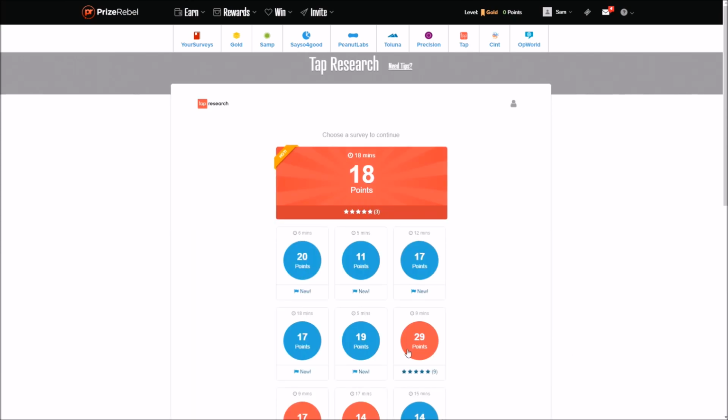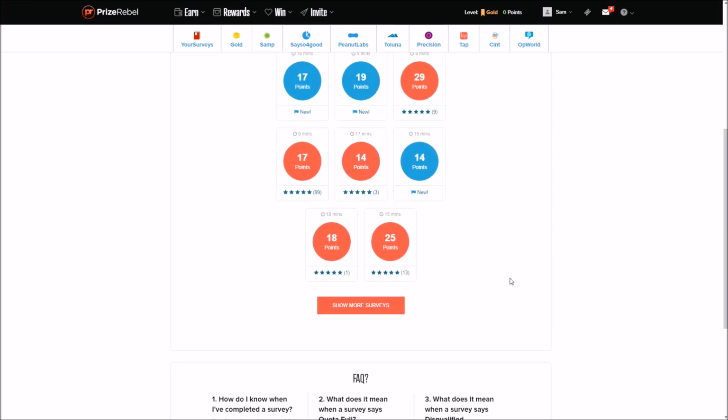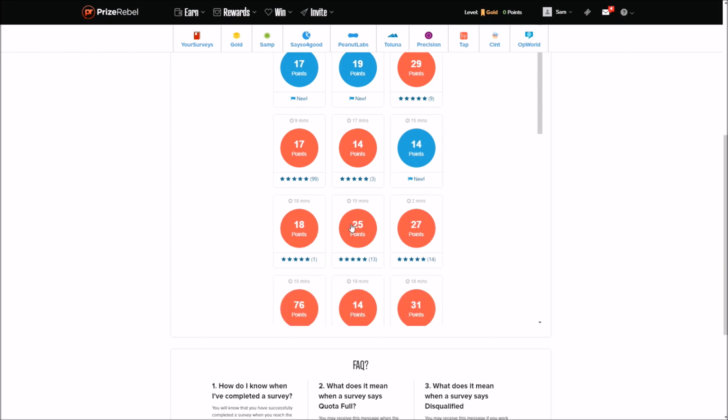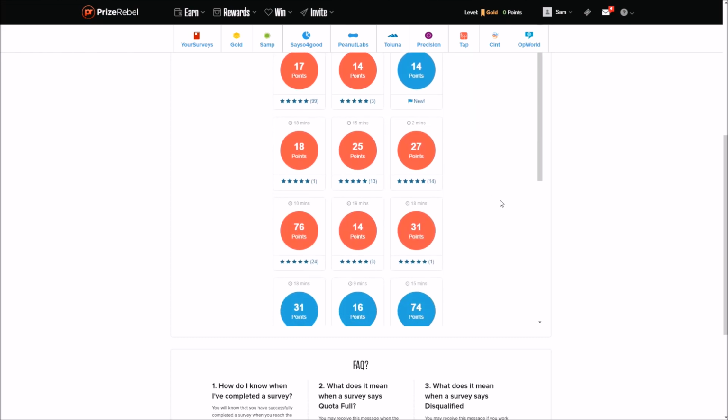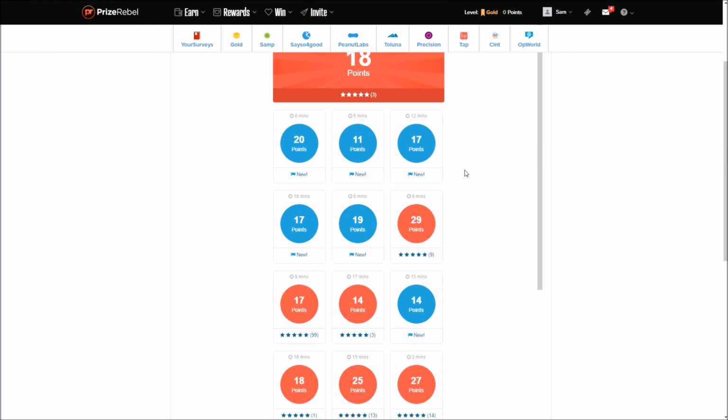And the final one I'm going to go to is Tap Research Surveys, and these are really interesting because they can be any sort of time length for any sort of money. So 18 minutes, 18 points, that's not worth it. But the good thing about this, it has a rating system where previous users give a rating out of 5, and that will give you an idea as to how successful these surveys are.